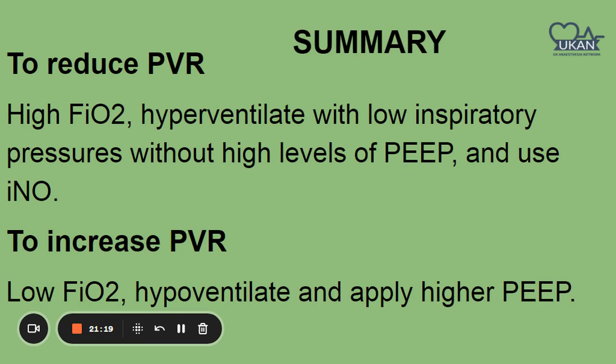So in summary, according to the lesion, according to the situation that you have, you may need to increase the pulmonary vascular resistance or decrease the pulmonary vascular resistance. If you want to decrease the pulmonary vascular resistance, use high FiO2, hyperventilate. You may allow some alkalosis, use low inspiratory pressures, avoid using high PEEP, and if it is severe, just use inhaled nitric oxide.